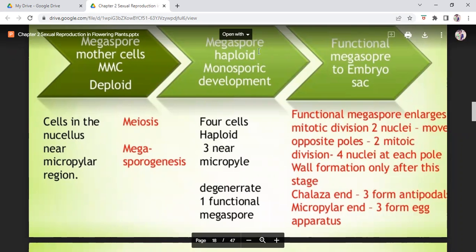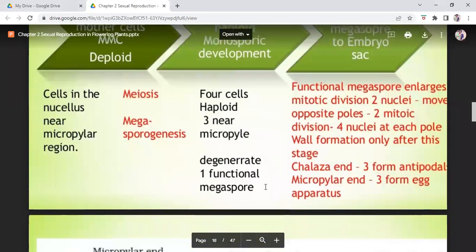The functional megaspore forms the embryo sac. So it will undergo 3 mitotic divisions, and it will arrange like this. 2 nuclei move to opposite poles, 2 mitotic divisions, 4 nuclei at each pole. Wall formation will happen. Chalazal end has 3 antipodal cells, micropyle end has 3 cells making egg apparatus, and in the center 2 polar nuclei will be there.